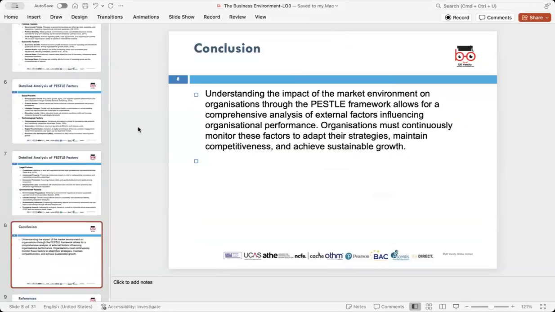Right. Conclusion. Basically, the PESTEL framework is a tool that helps organizations systematically analyze the external factors that impact their operations. By continuously monitoring these factors, businesses can adapt their strategies to maintain competitiveness and achieve sustainable growth.